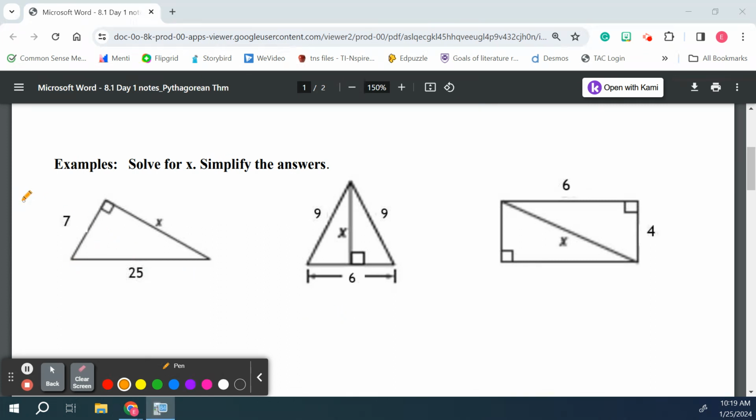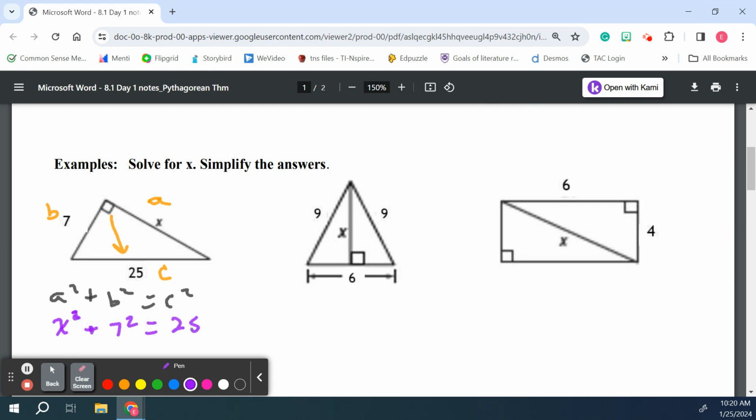So the first thing I want to do is identify my a, b, and c. If I draw an arrow directly across from that right angle, I know that this is my c, and it doesn't matter what I put as a and b after that. I just know that they're the legs that create that 90-degree angle. So when I substitute this into a squared plus b squared equals c squared, for a I can substitute in x. The b squared ends up being 7 squared, and my c squared ends up being 25 squared.